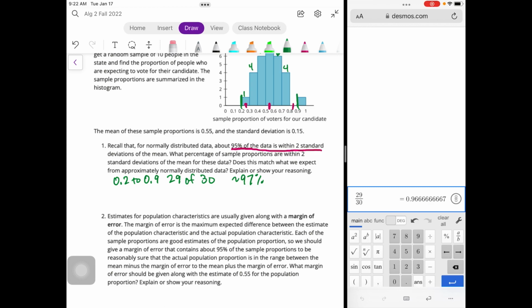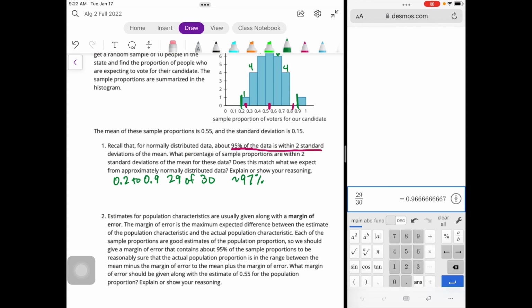All right, and then estimates for population characteristics are usually given along with a margin of error. The margin of error is the maximum expected difference between the estimate of the population characteristic and the actual population characteristic. So what do we think that population characteristic is? So our sample estimate, what's the difference between that and the actual population value? Each of the sample proportions are good estimates of the population proportion. Actually, these are sample proportions, not means, sorry.